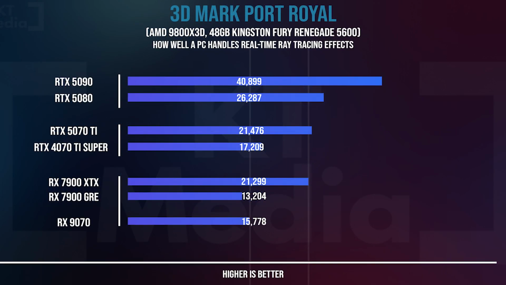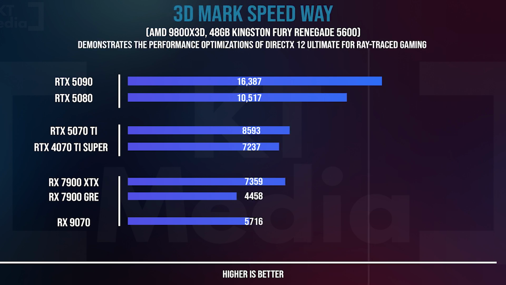So these are the 3DMark testing reports. We ran Port Royal, Speed Way, Steel Nomad DirectX 12 and Steel Nomad Vulkan. These 4 tests actually show you how the graphics cards rank in terms of utilization and performance.